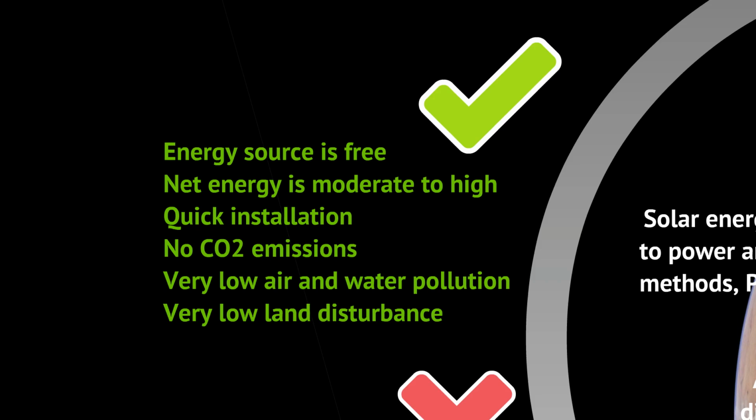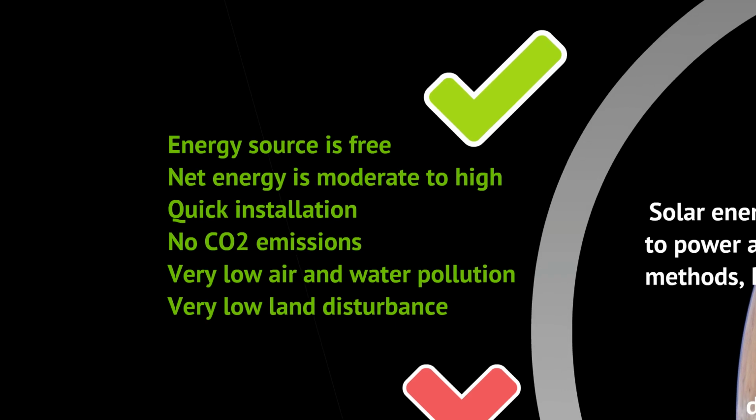So let's say a passive method of getting solar energy. How much energy did it take you to walk up and open the curtains? Not so much. But now you have a lot of sunlight coming through, warming your room up, so you feel nice and cozy. So net energy is high because you expended very little but got a lot more in return. Next, quick installation. They're really easy to install. You can pick them up from the depot shop and stick them on your roof. Really simple. They don't emit CO2 and they have very low air and water pollution, and they don't disturb land as much because you can place them pretty much anywhere you have walls or rooftops.